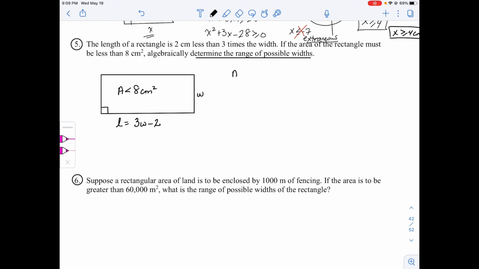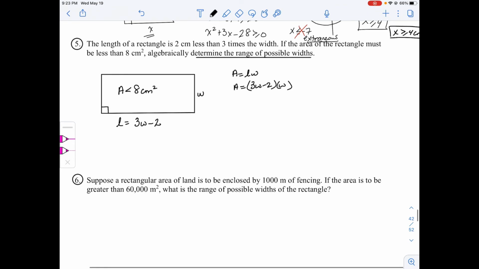And now we're looking at those in terms of area. So area is length times width. In this case, our area is our width times 3w minus 2, or 3w minus 2 times w. Our length itself is 3w minus 2 times our width. So we can expand that right-hand side, and we know our area would be 3w squared minus 2w, but we're also told that 3w squared minus 2w, our area, must be less than 8.